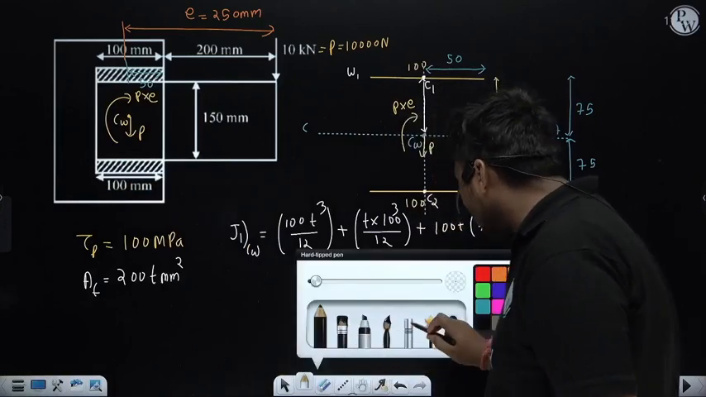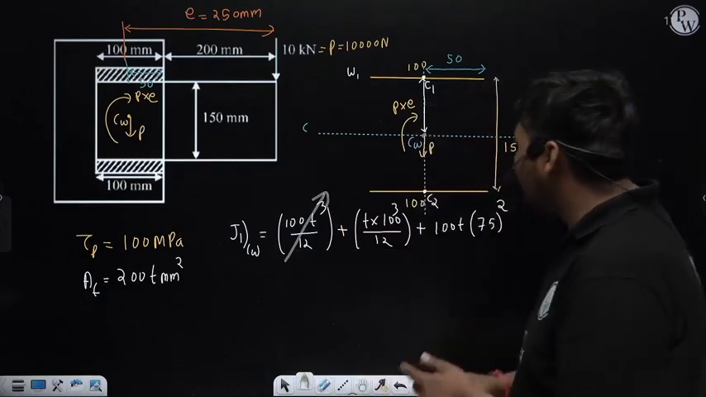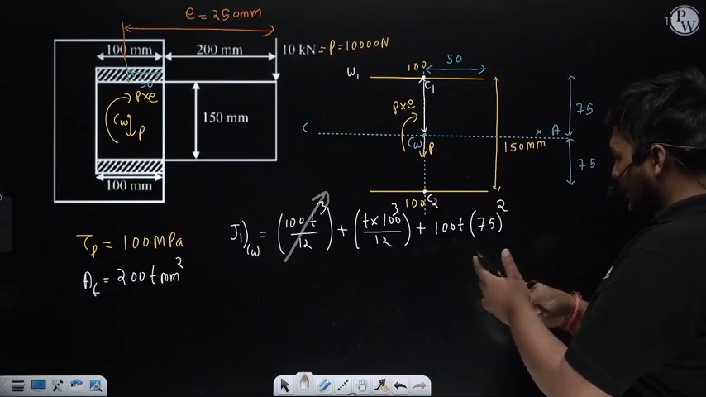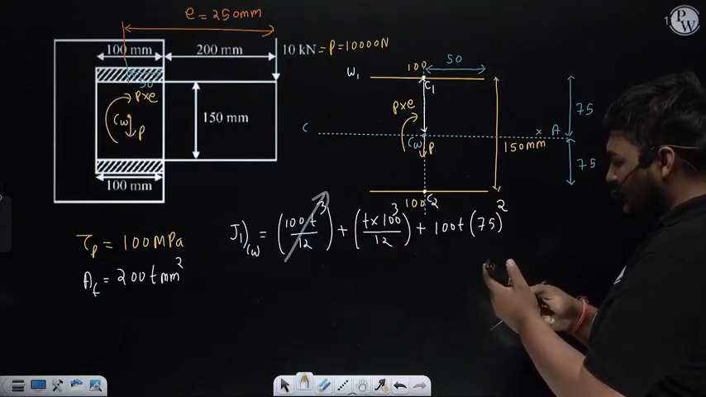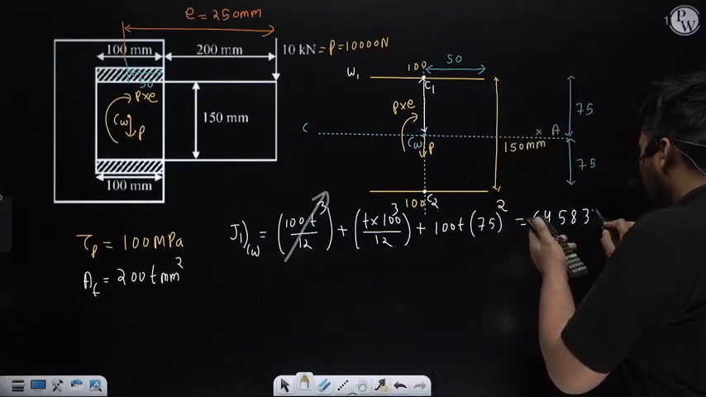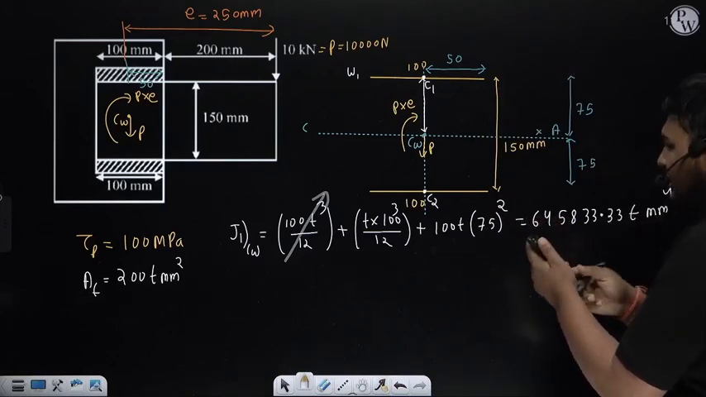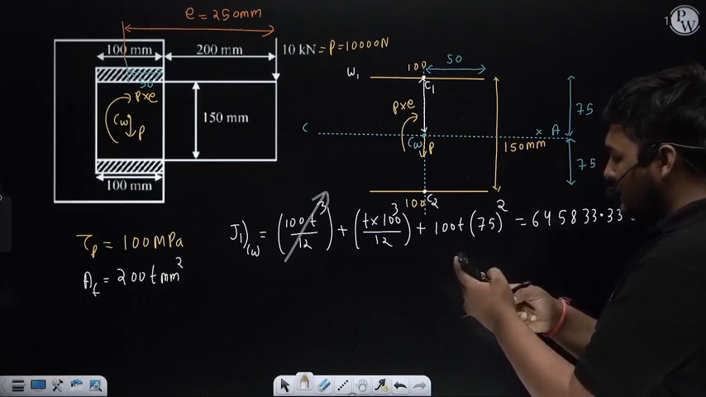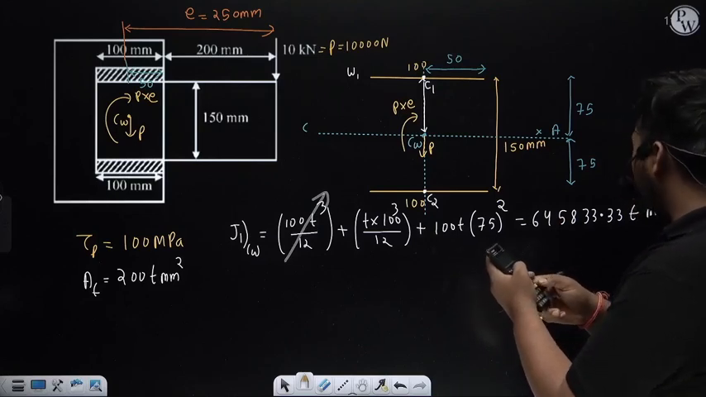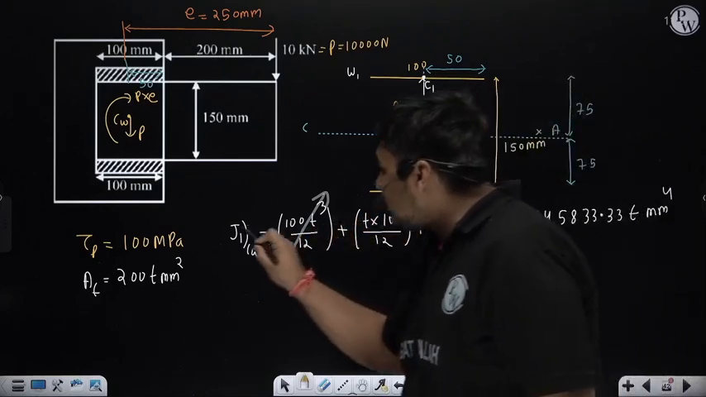Since the throat is unknown here, to calculate the throat during design we will neglect this term. So I am neglecting this term. If you neglect this term, the value of J1 will come 100 cube divided by 12 plus 100 into 75 square. You can check the calculation. It is coming 645833.33 T mm to the power 4. You can check the calculation, it is your part. Yes, 645833.33 T.